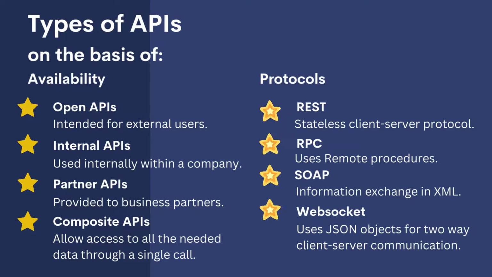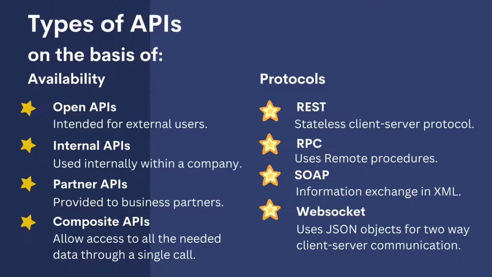Now, coming towards types of API on the basis of their protocols. The first one is REST. REST is a stateless client server protocol. Stateless means no user data is stored on the server, whereas client server means there are server computers and clients, that is users, that send requests to it. Different requests are sent using different URLs.